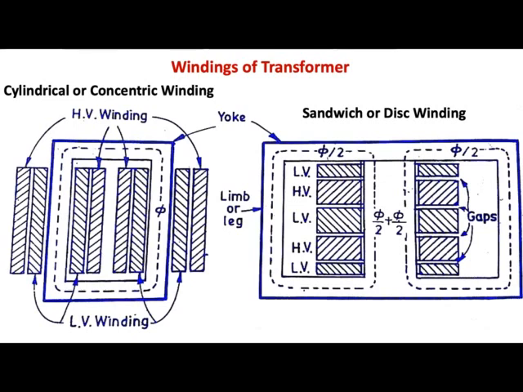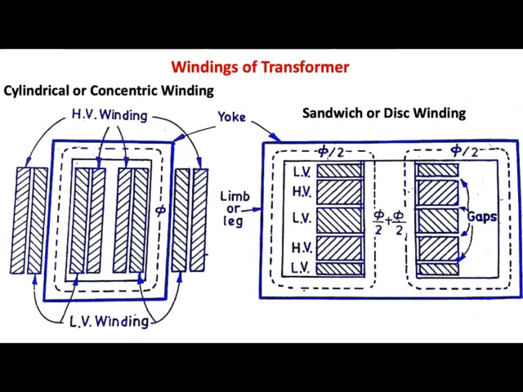Now the windings of the transformer. There are two types of winding normally being used for the transformer: cylindrical or the concentric winding, and sandwich or the disc winding. But we use mostly the copper material only to make the windings of the transformer instead of the aluminium, because aluminium requires a larger cross-sectional area to carry the same current.